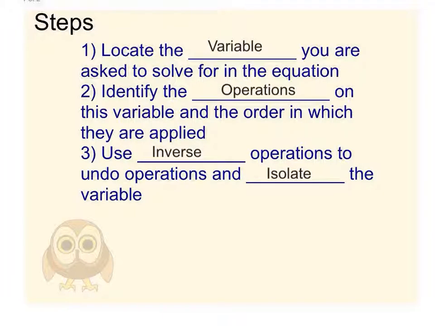Okay, so we're going to review some steps to solving equations and literal equations. So first step is to locate the variable you are asked to solve for in the equation. Step two says identify the operations on this variable and the order in which they are applied. So think PEMDAS. And then step 3 says to use inverse operations to undo operations and isolate the variable. So pretty much we work PEMDAS backwards.